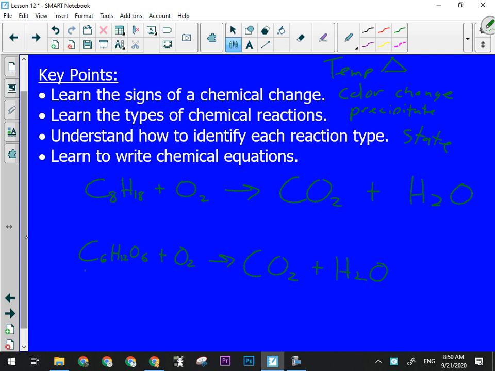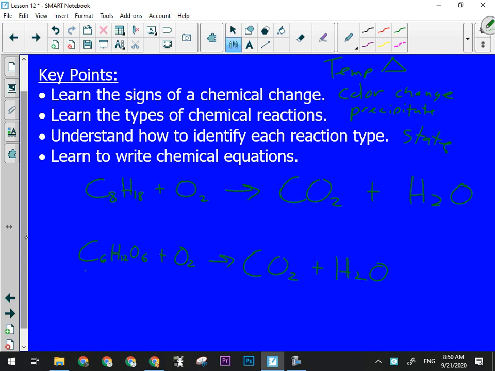So we're going to go over the types of chemical reactions today and understand how to identify each type. It's pretty straightforward. They're all actually quite a bit different from each other, so it's very easy to identify whether it's a synthesis or a decomposition or a combustion reaction. Then we're going to learn exactly how to write them.